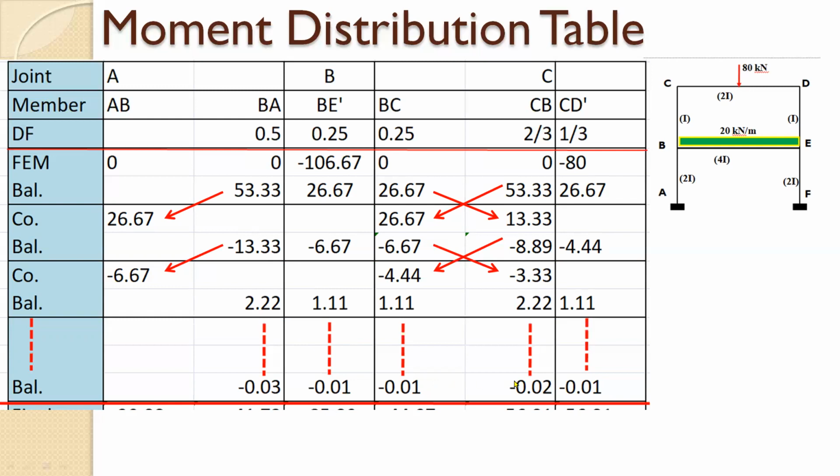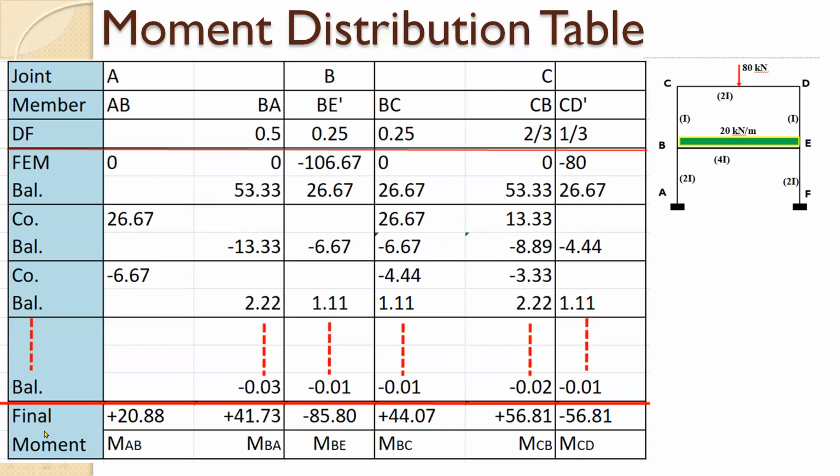After this, I have drawn a red line. That means you have to add all the values in between these two red lines to get the final moments. If you add it, you will get the final moment AB as the addition of all the values here. So it will be plus 20.88. MAB means moment at A whose far end is B. Then here MBA plus 41.73, MBE, MBC, MCB and MCD. So these are the values we get on the left side.